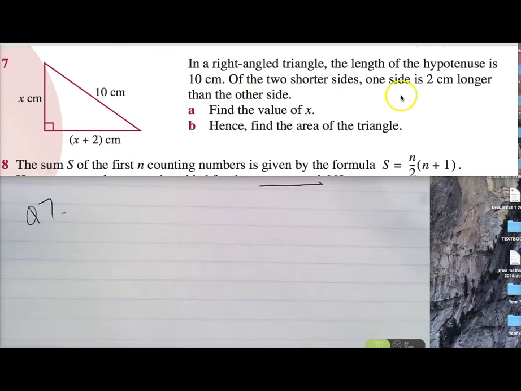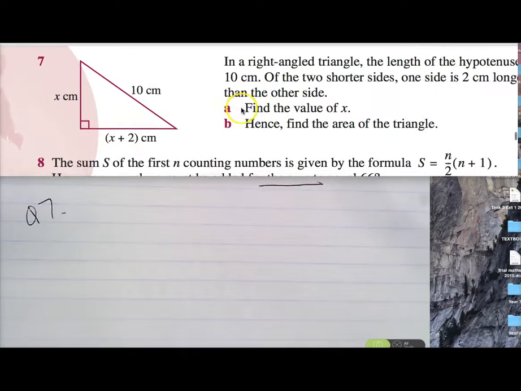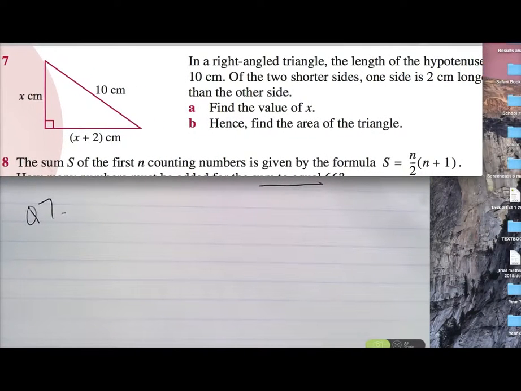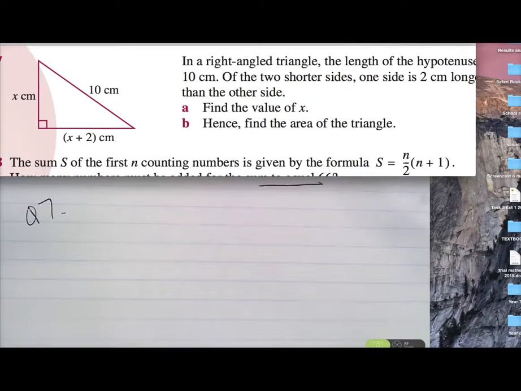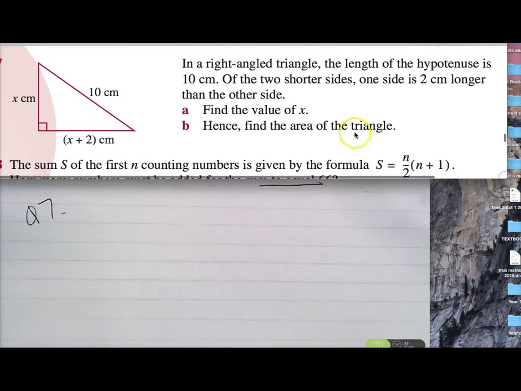Of the two shorter sides, which is that side there and this one, they're the two shorter sides of the right angle triangle. Because remember, c squared is a squared plus b squared, where the two shorter sides are a and b. One side is 2 centimeters longer than the other side, so you would let one be x and the other one x plus 2, or it could be x minus 2. But girls, it's much easier to work with pluses than minuses, as long as there's a difference of 2 centimeters between those two sides. So can you see why the triangle is drawn up the way it is? Now, we need to find the value of x by setting up an equation.